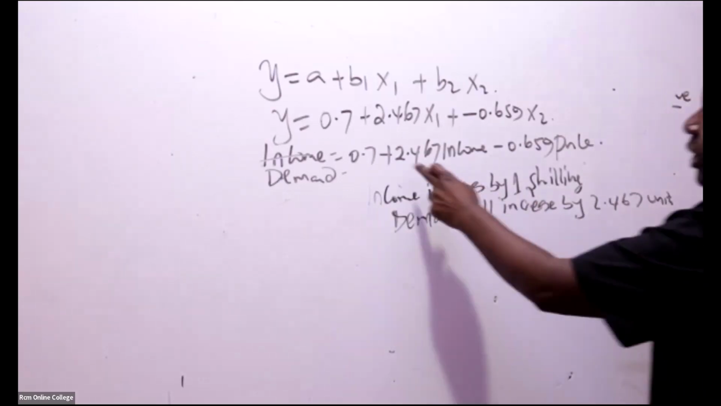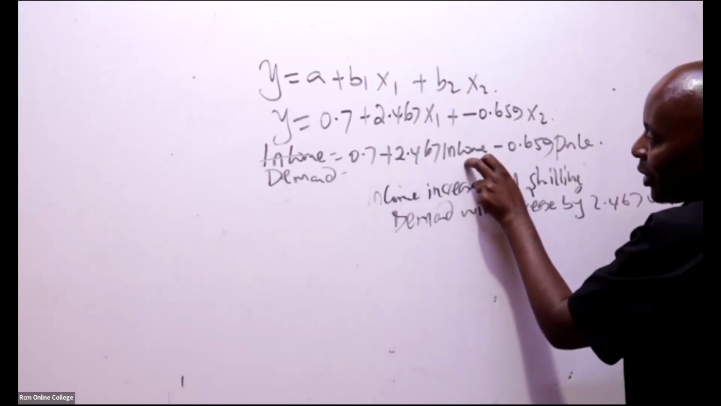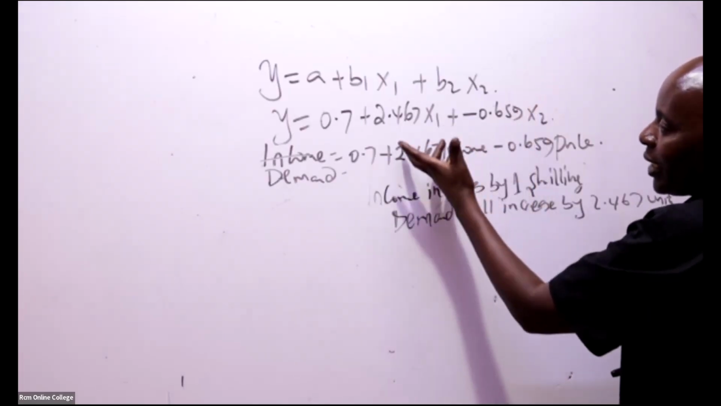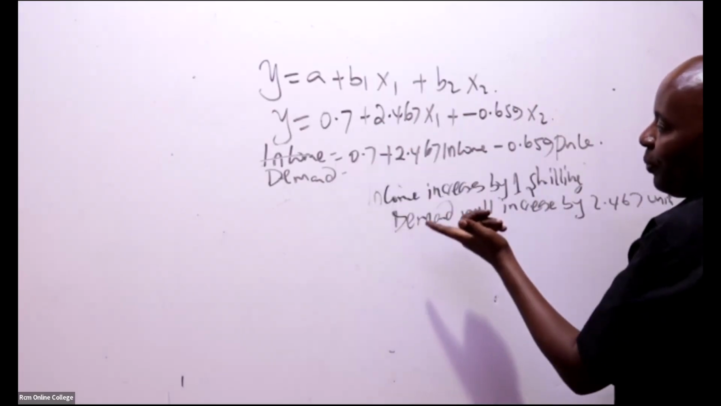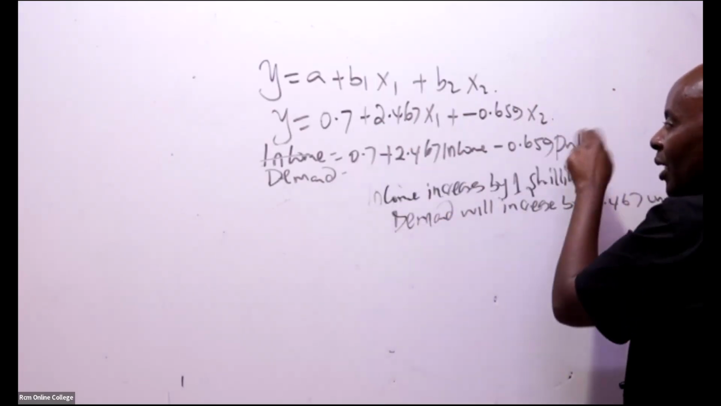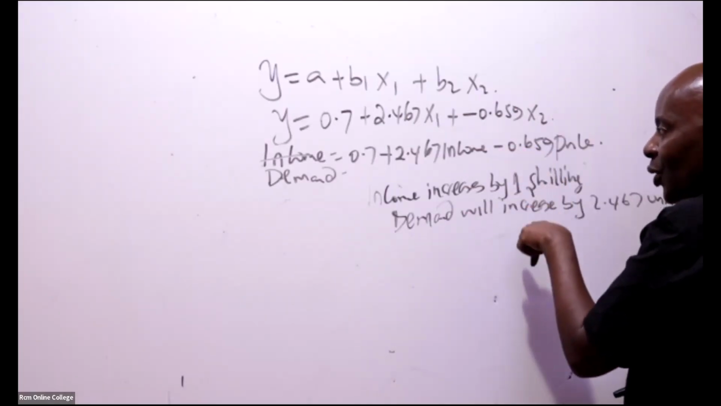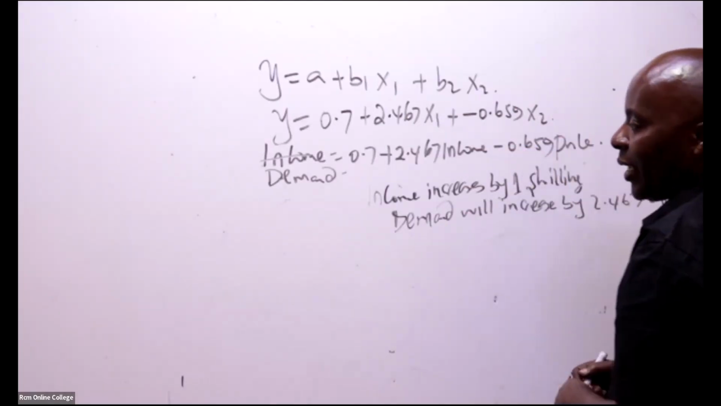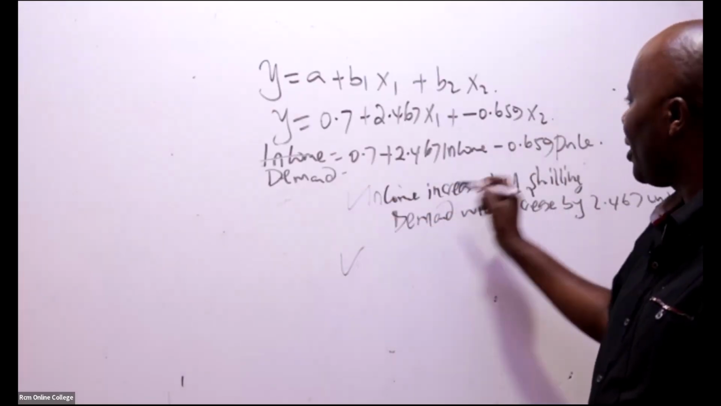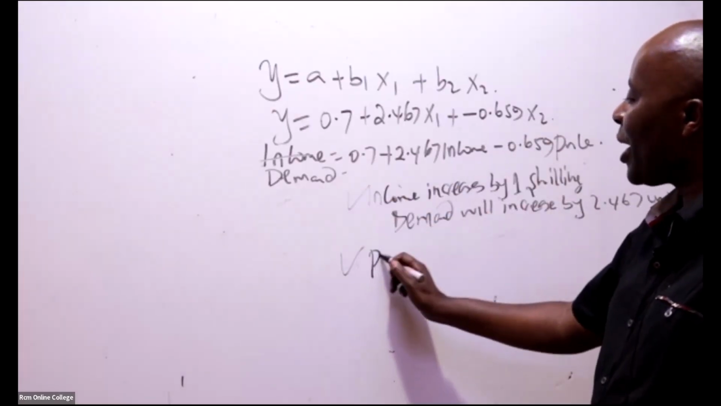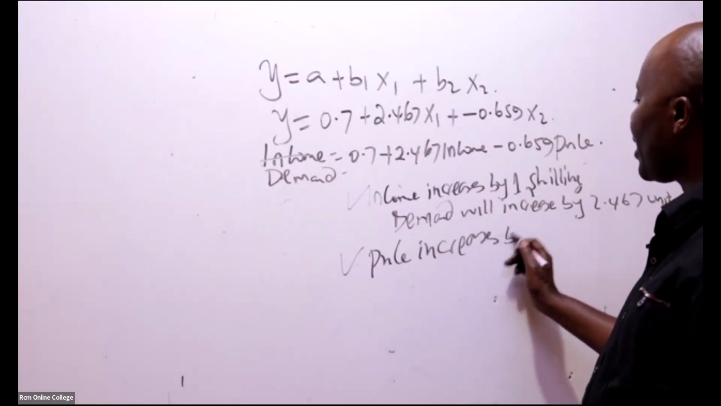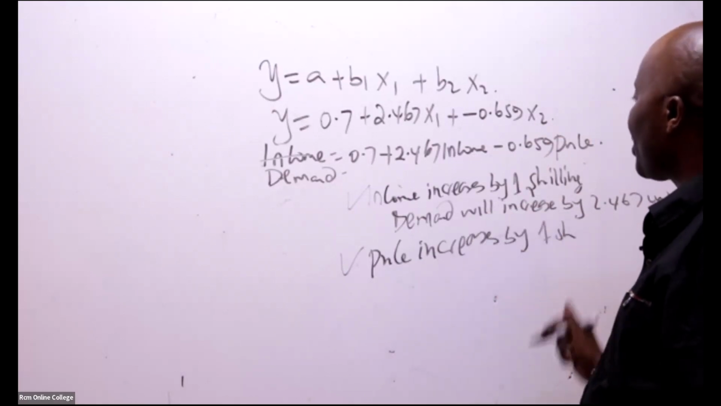So if the income, you see, it's a positive relationship. If this income just goes up by 1 shilling, automatically this will be the gradient at which the demand will grow. Here, if the price increases by just 1 shilling, because of the negative, demand reduces by this 0.659. So the way we interpret the second coefficient is that if price increases just by 1 shilling, that's how you argue out.